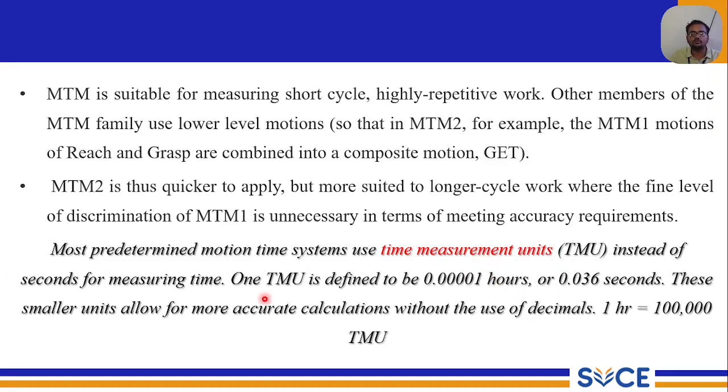1 TMU is close to 0.036 seconds. In terms of hours, it comes close to 0.00001 hours. These smaller units allow for more accurate and precise calculation. It's like milliseconds and nanoseconds, right? The smaller the unit, the more accurate the calculation, without using any decimals. So MTM and TMU are a very key aspect of your method study and time study techniques. There is no specific limit saying you have to use only one technique for a process. It depends on a case-to-case basis and the scope of application. Any method study or time study technique can be used.